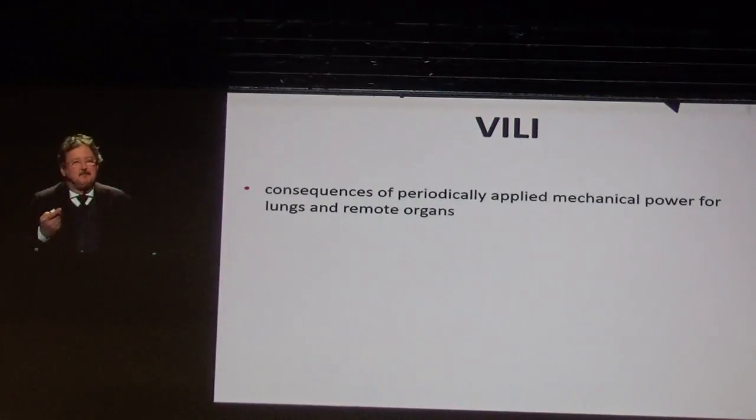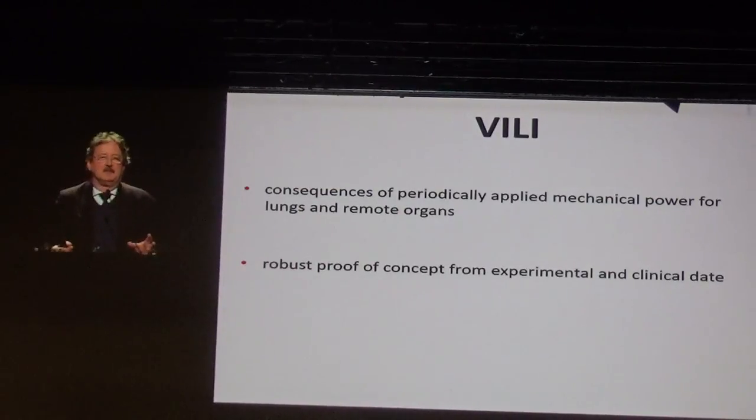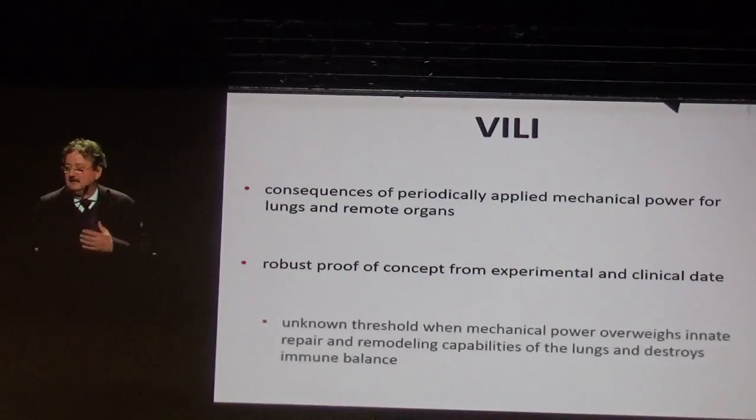Now let's approach practical aspects, which is quite difficult to do. We would probably define ventilator-induced lung injury as a consequence of periodically applied mechanical power to the lungs and remote organs. From all the literature, from animal data as well as clinical studies, there is a robust proof of concept that this works. An increase in mechanical power applied to the lungs leads to a type of injury that influences, in the worst case, the outcome of the patient.